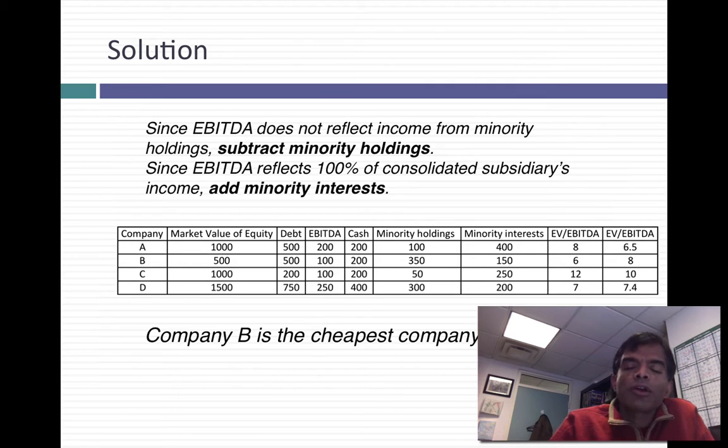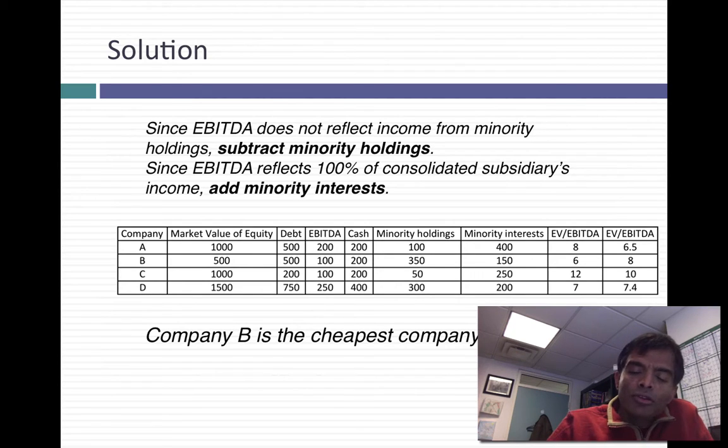But here's where I'm screwing up when I do that. In my denominator, I have EBITDA, right? And I've got this minority holdings and minority interest floating around, and I don't know what to do with them. Here's a simple way to decide what to do. In your denominator, there's EBITDA, right? The income from the minority holdings don't show up in EBITDA. Remember, they show up below the operating income line. Because the income is not in my EBITDA, I need to subtract out the minority holdings. So for company A, I'm going to subtract out the 100 million in minority holdings from the numerator.